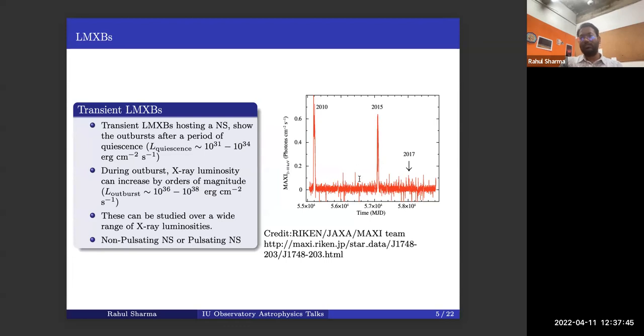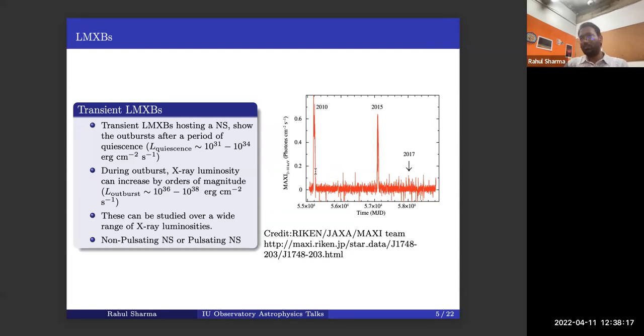So this diagram just shows that we detect this outburst for a short period of time, while the quiescence period is very long. These systems give us an opportunity to study these sources at different luminosities. During the outburst, we can track these sources and study different parts of the outburst, at what luminosity the source is behaving, and how the source is evolving.